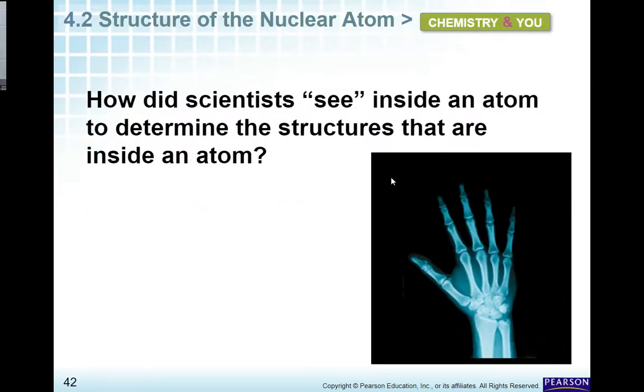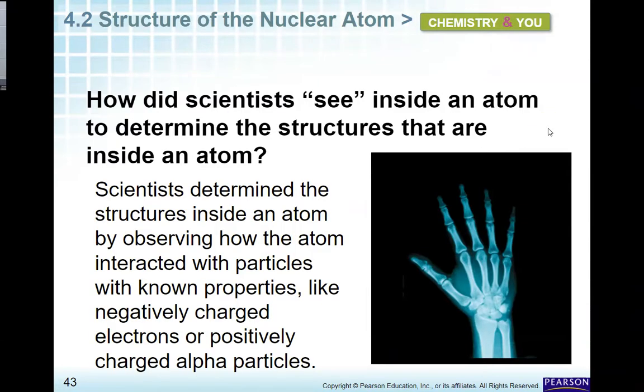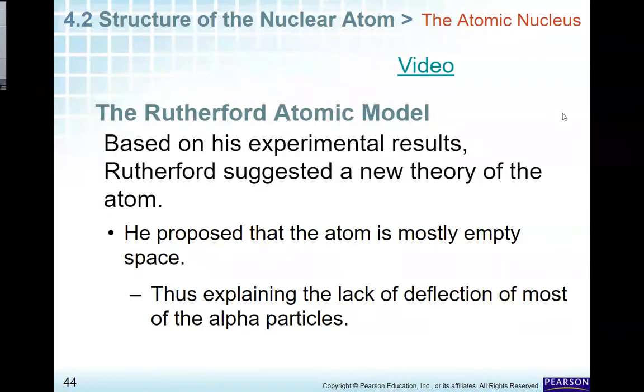So how do scientists see inside an atom to determine the structures that are inside the atom? Well, they use different things and see how the particles react, like negatively charged electrons or positively charged alpha particles going through it and seeing what they do. That's just an experiment that science does. So Ernest Rutherford did the atomic model, and he proposed that the atom was mostly empty space. And I can give you another kind of explanation of it.